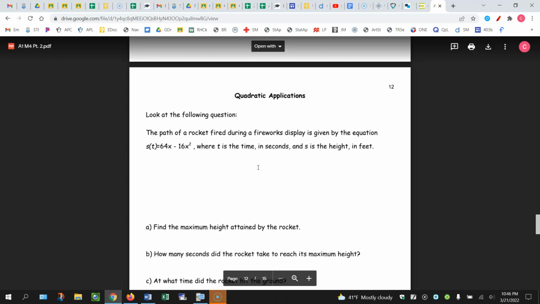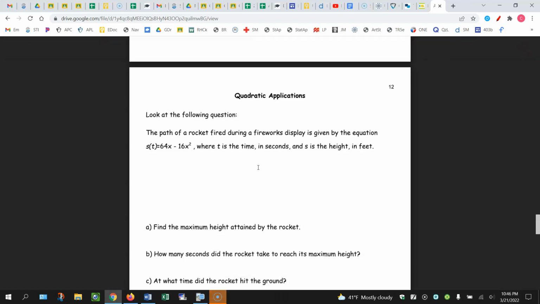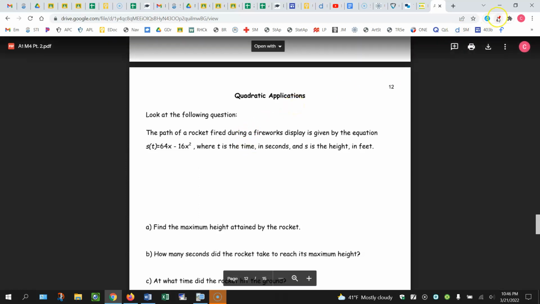Hi all, you're going to need a calculator to complete today's lesson, so please make sure that you do have one. We're going to be on page 12 of the module for Booklet 2.